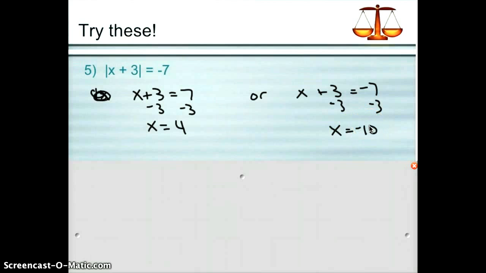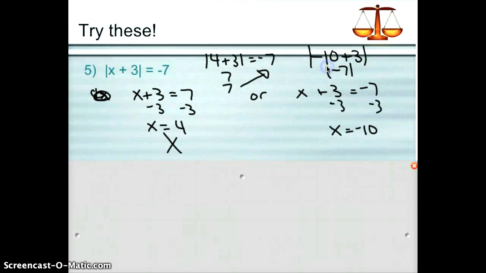Let's try them. So here we have this. Absolute value of 4 plus 3 equals negative 7. Well, absolute value of 4 plus 3 is 7, which is 7, not negative 7. This one doesn't work out. If I try negative 10 plus 3, then I'm going to get absolute value of negative 7. Well, that's also 7, not negative 7, so this doesn't work out.